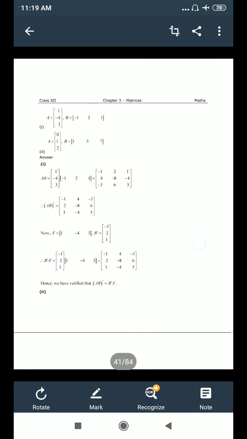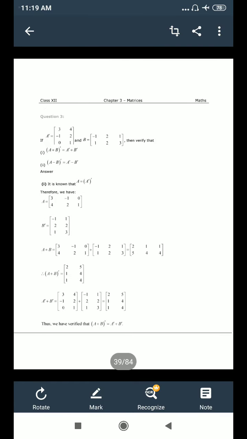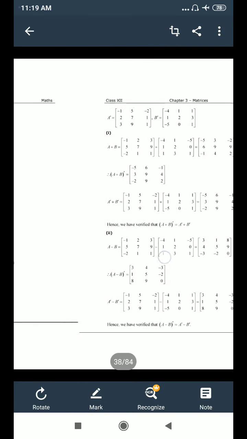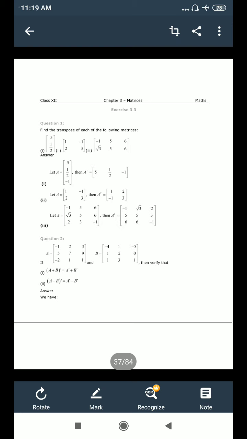So now we'll do the next exercise. In the previous two exercises we have done the multiplication, etc. So now come to exercise 3.3. Your question number 1 is given. Not much is there.